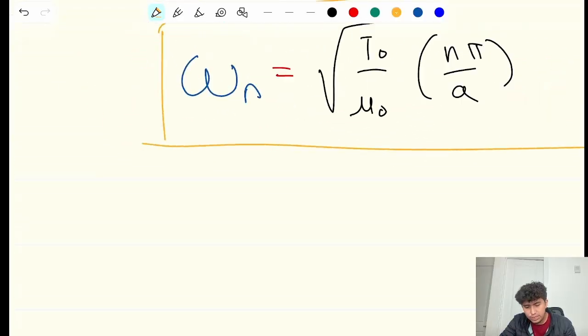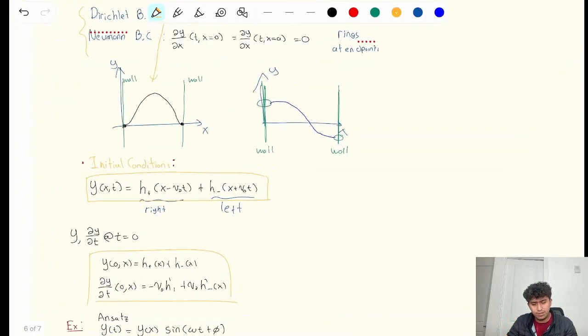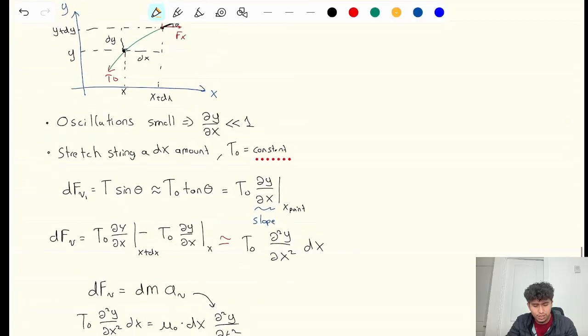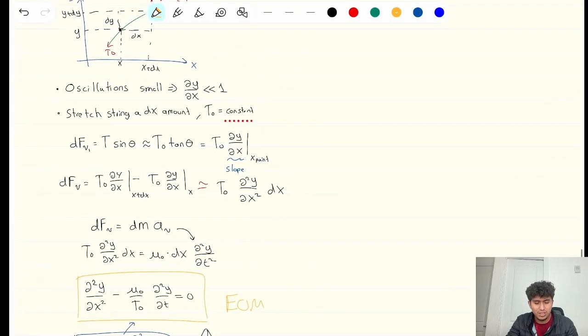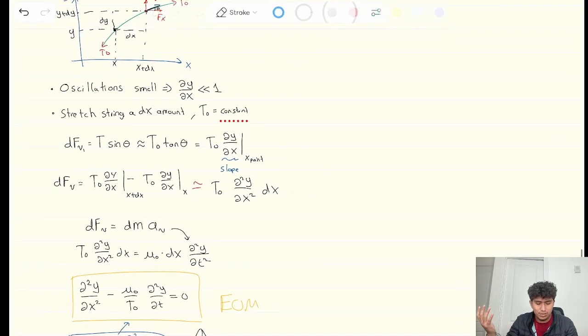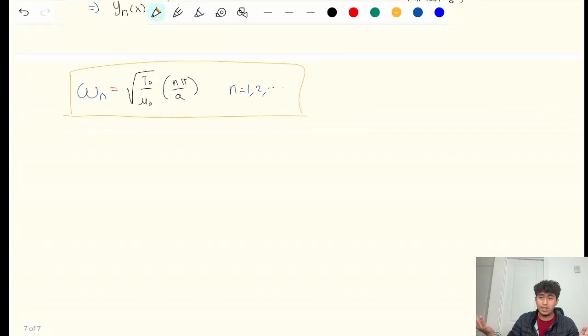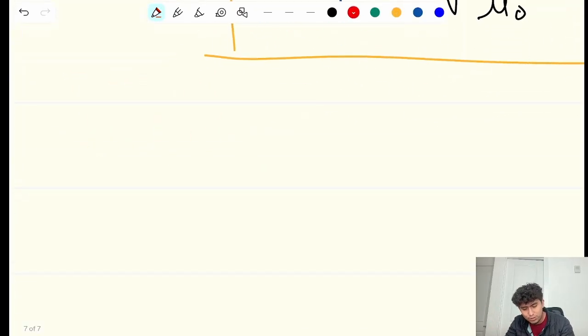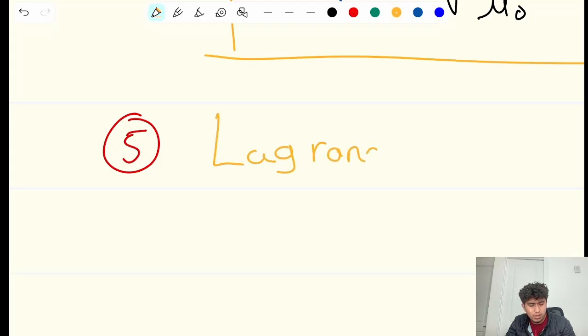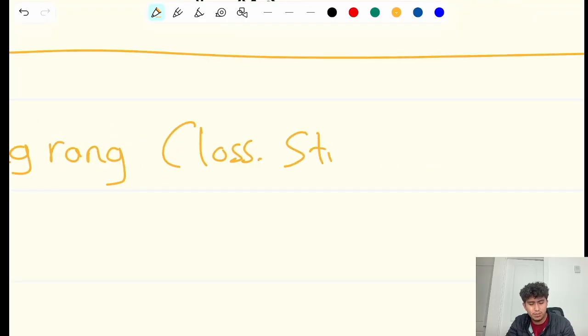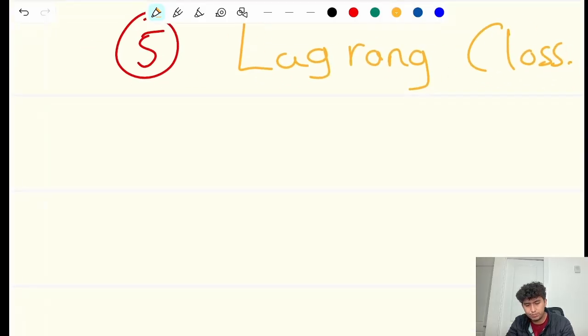So now let me show you, instead of doing it like this, because we used Newton's equation here. We did F equals ma, then we derived the equation. Now let's do it with Lagrangian mechanics. We learned Lagrangian mechanics for something, right? So let's do a Lagrangian version. Lagrangian classical string. It's the same, but it's gonna be much faster.